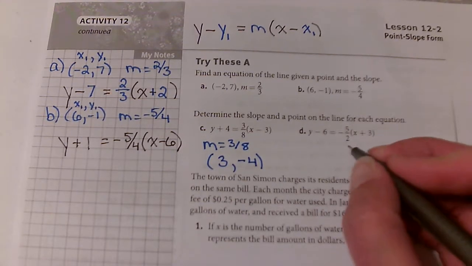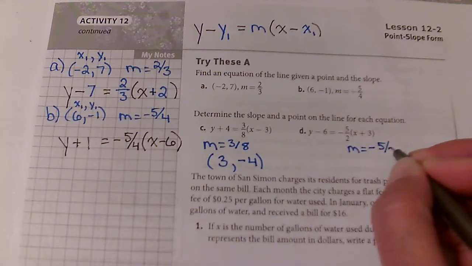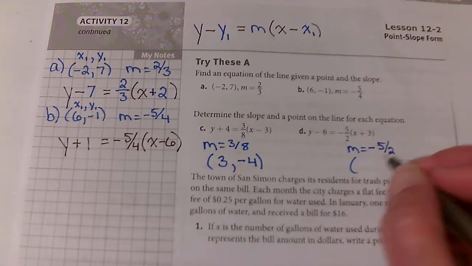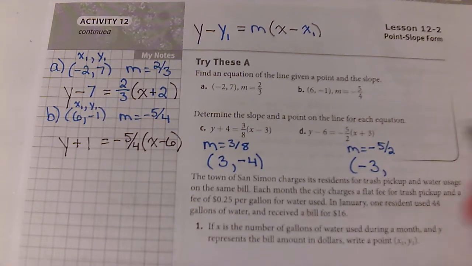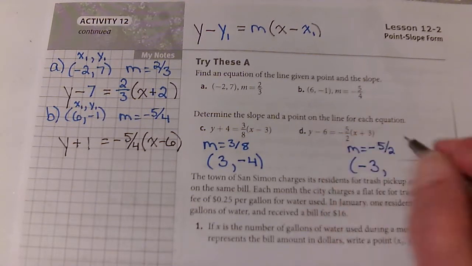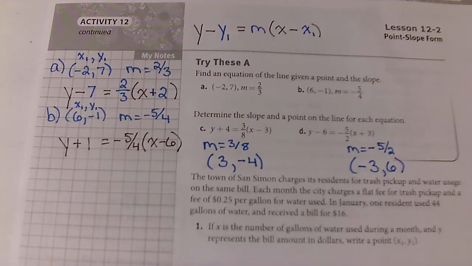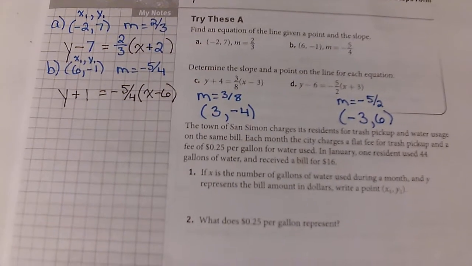Over here, what's the slope? Be -5/2. What x value had to be subtracted to get +3? Well, that'd be a -3. And then y minus the y value means the y value is 6. Let's see when this comes in handy.